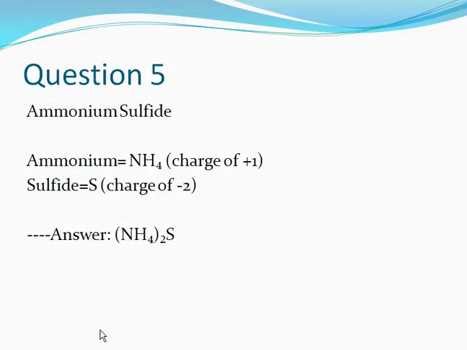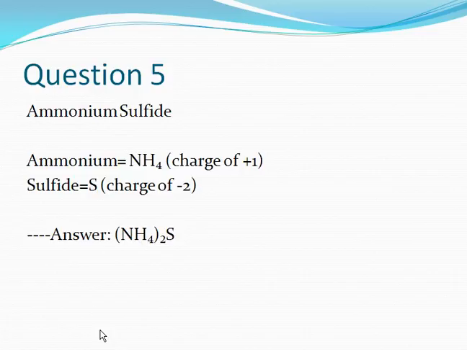Question 5. Since sulfur has a charge of -2 and ammonium only has a charge of +1, there needs to be 2 ammonium ions in the molecule. After the polyatomic ion is added to the formula, parentheses need to be added around it so that the subscript of 2 that is needed applies to the whole polyatomic ion in the formula.